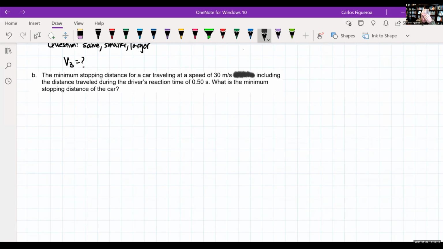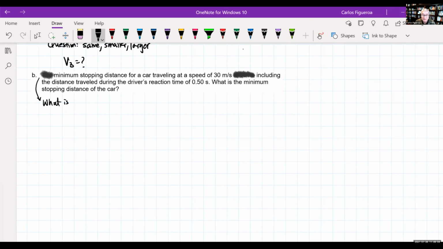Okay. I'm not really liking the wording of this thing. I should have said something like, what is the minimum stopping distance for a car traveling at a speed of 30 meters a second, including the distance traveled during the driver's reaction time? So how about if we just modify that, because obviously that English is not very good.